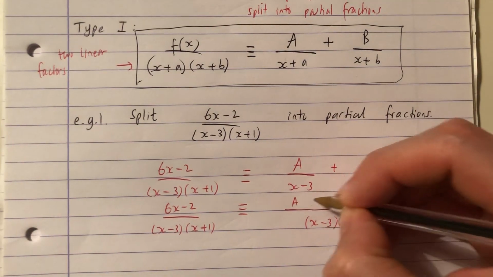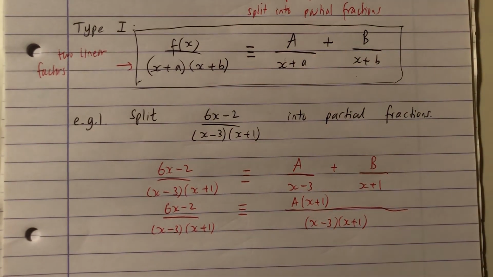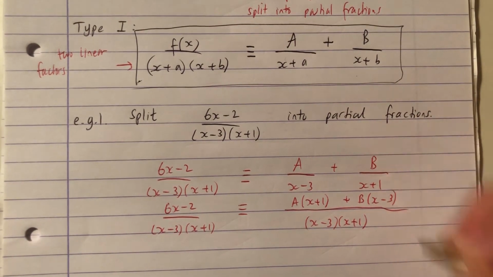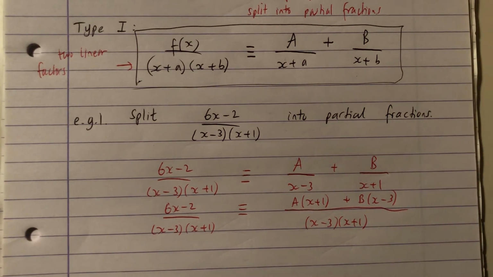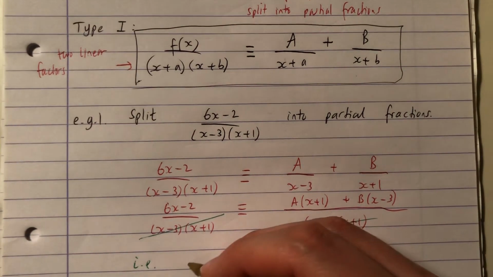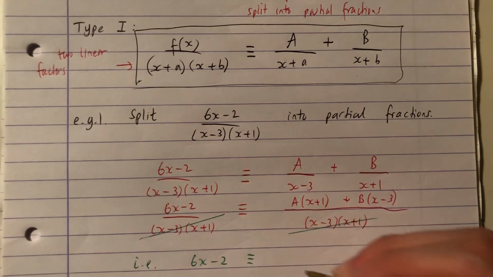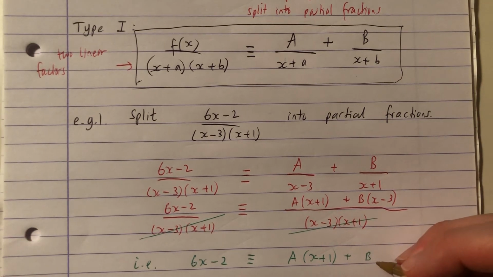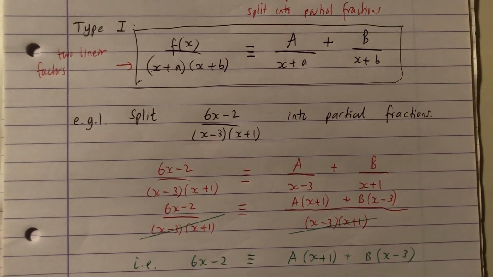Hopefully you'll agree, x plus 1, and the second numerator, hopefully you'll agree, x minus 3. And again, you need to find these A and B values. So the next step is to get rid of these denominators because they are equivalent to each other. This is effectively saying 6x subtract 2 needs to be identical to A brackets x plus 1 plus B brackets x minus 3.